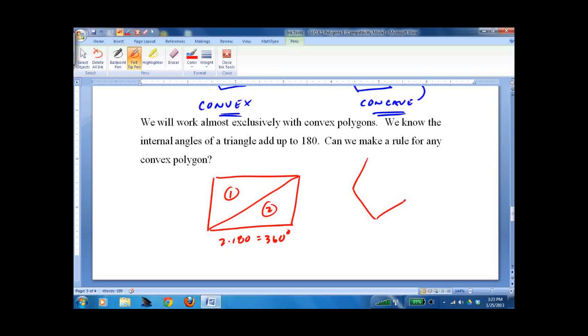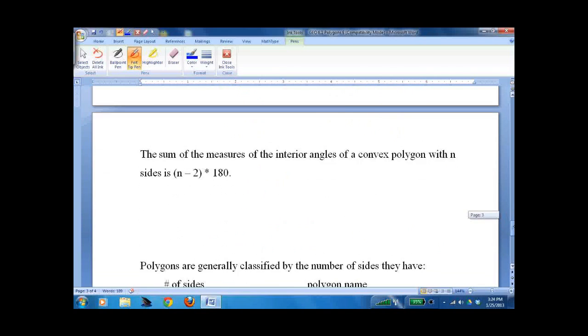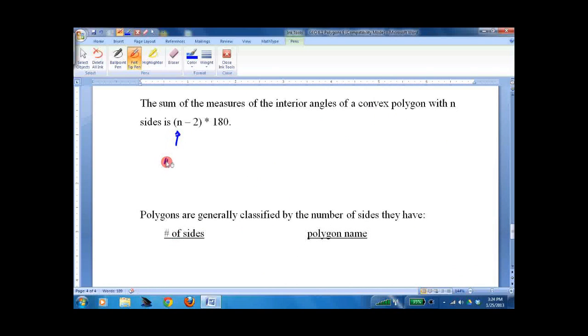We can draw a couple lines in for a pentagon, a 5-sided shape. Now we see we have 3 triangles, so that would be 540 degrees. So what's the rule? Well, there's 4 sides here, and we multiply by 2. There's 5 sides here, multiply by 3. So it would appear to be 2 less than the number of sides, times 180, and that turns out to be what it is. Number of sides minus 2 times 180.